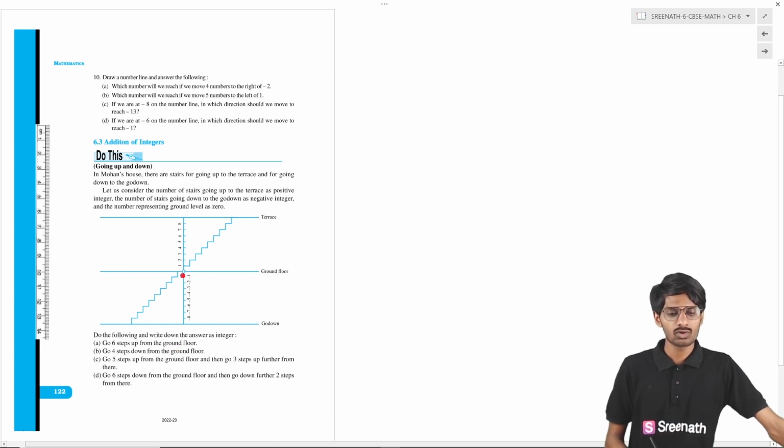From the ground floor you have to go up 6 steps. How will you represent it? So basically we are going up. Up there are positive numbers, and how many steps? 6 steps. So the answer will be +6.